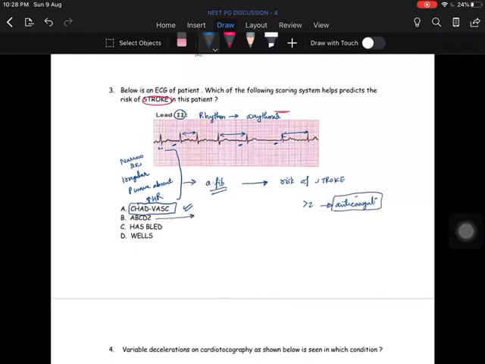ABCD2 score is for risk of stroke in patients with TIA, transient ischemic attack. HAS-BLED score is a risk of bleeding in patients on anticoagulation. As we have discussed earlier, Wells score is to predict risk of pulmonary thromboembolism in patients with DVT.